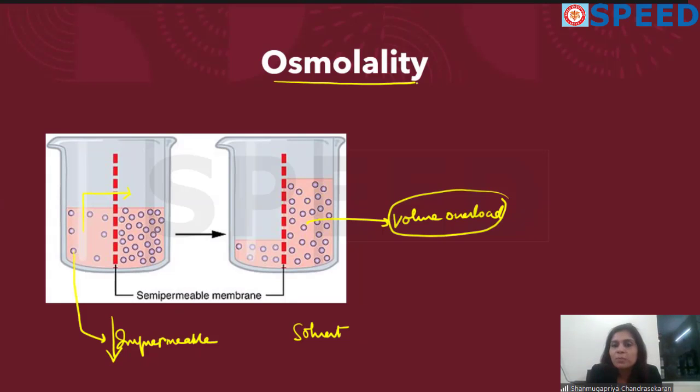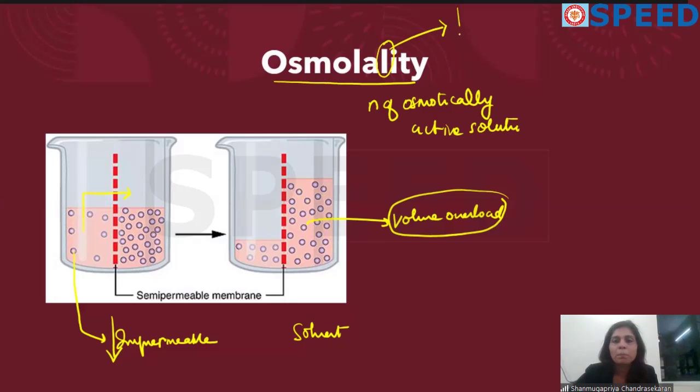What is osmolarity and what is osmolality? Osmolarity and osmolality are basically the number of osmotically active solutes. If it's osmolality, with an L, it is the number of osmotically active solutes per kilogram of solvent. If it's osmolarity, with an R, it is the number of osmotically active solutes present per liter of the solution.